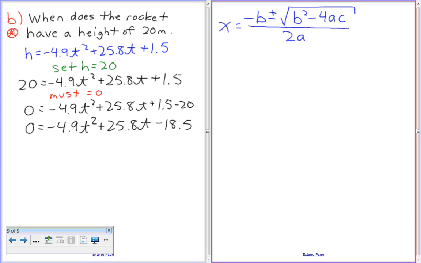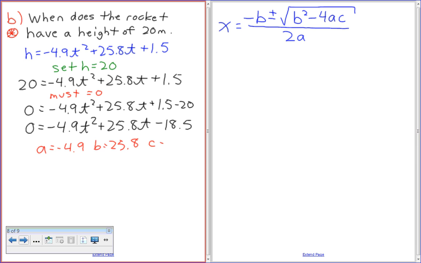Conrad, I'm picking on you. What's your A, what's your B, and what's your C for this equation, please? Thank you, that's right. Where Conrad got those from were just the coefficients right in front of the t squared, the t, and the negative 19.5. I should probably write this as t equals instead of x equals, because we're dealing with t's instead of x's, but that's okay.